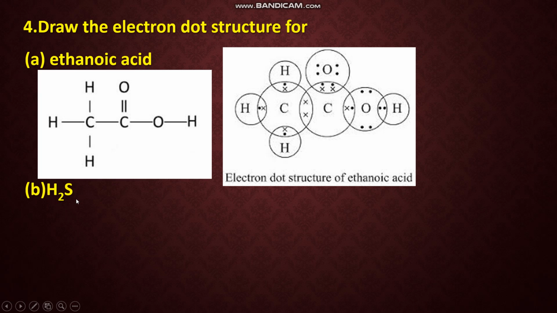You know sulfur's atomic number is 16. In its outermost shell there are 6 electrons, and hydrogen has 1 electron. So each hydrogen needs 1 more electron, and sulfur requires 2 more electrons. So how are they sharing?